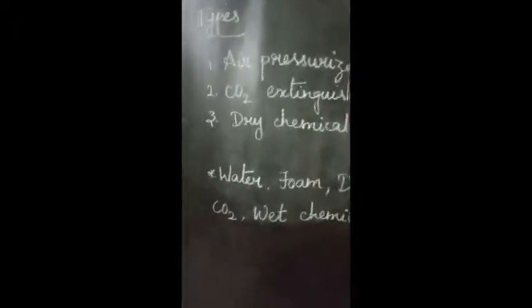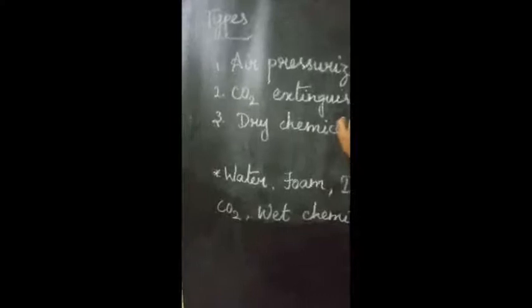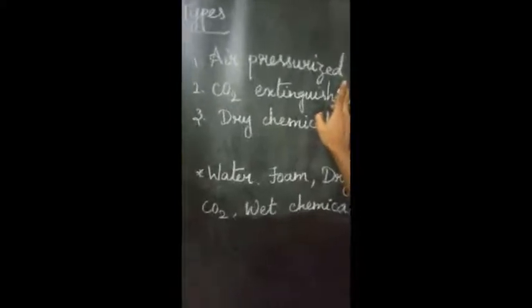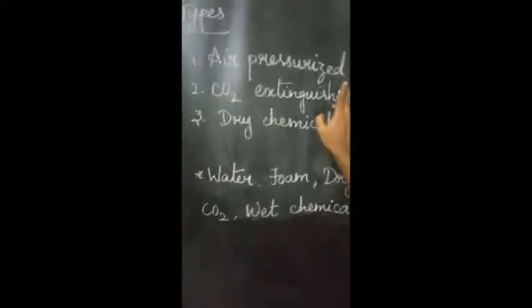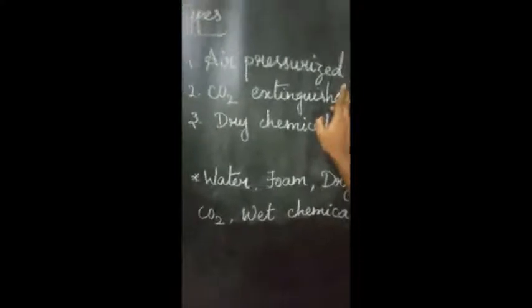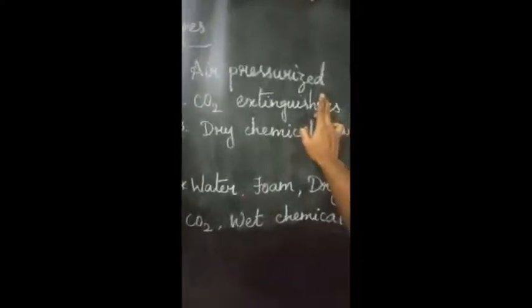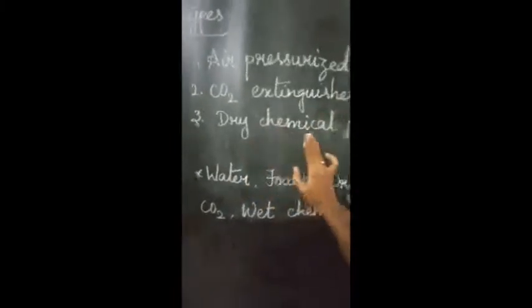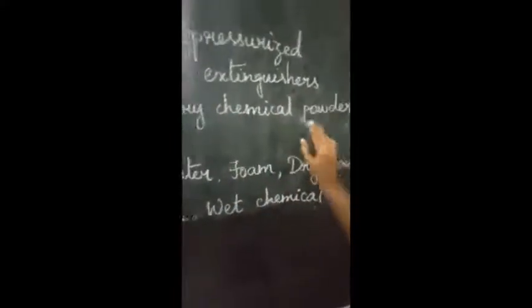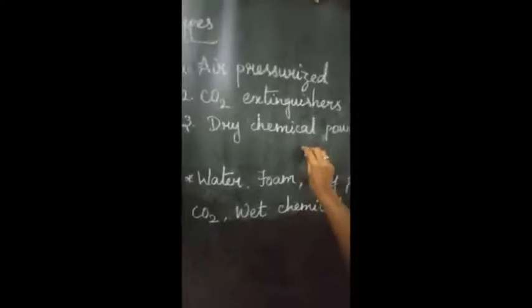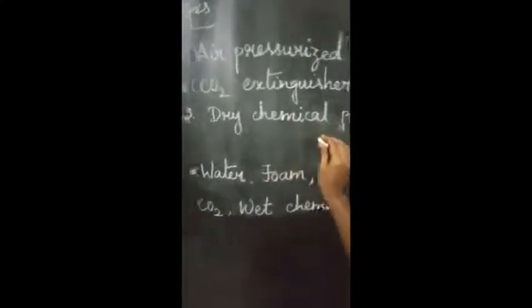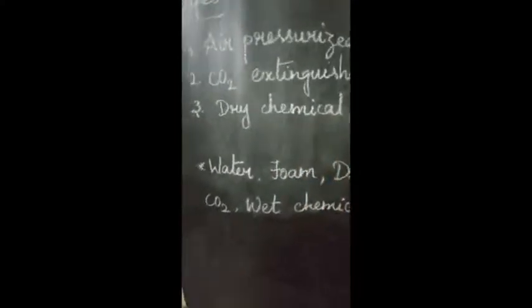The next one is the carbon dioxide extinguisher, like the picture we have seen in the last one. If the extinguisher is full of carbon dioxide, that is called a carbon dioxide extinguisher. The third one is the dry chemical powder extinguisher. Some chemical powders can be used for controlling fire, and in such a way it is called a dry chemical powder extinguisher.